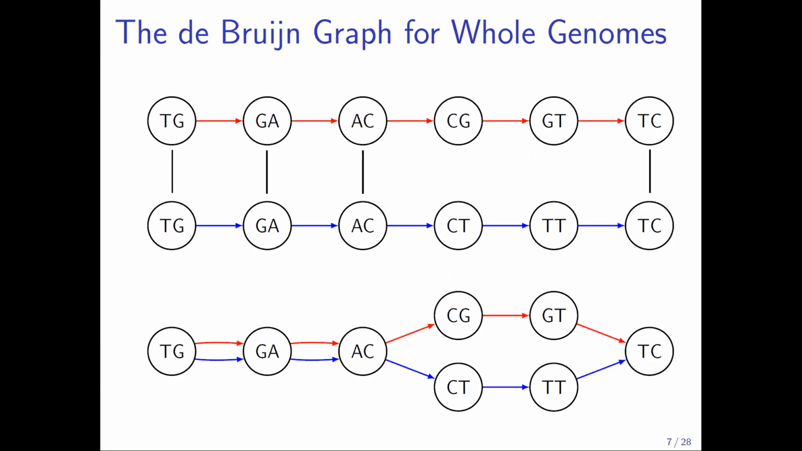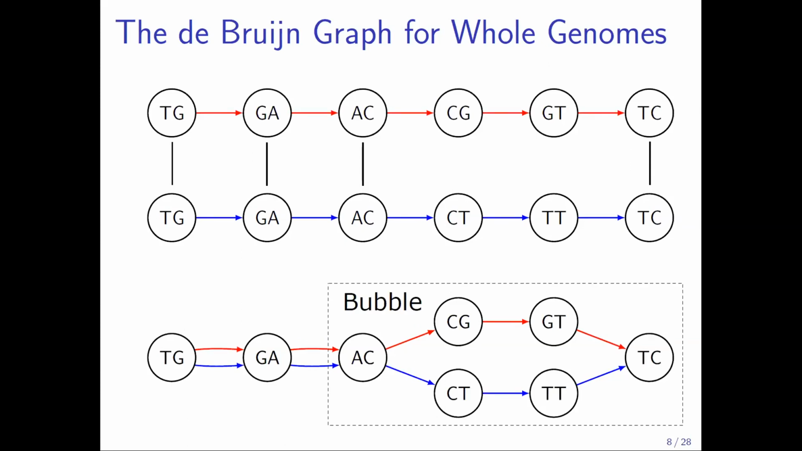This graph has some interesting properties. As you can see, the exact matches form so-called non-branching paths. Here we have a non-branching path from TG to GA to AC, which indicates an exact match. We also have a variation: an inexact match from AC to TC that goes through separate branches. This inexact match is called a bubble.